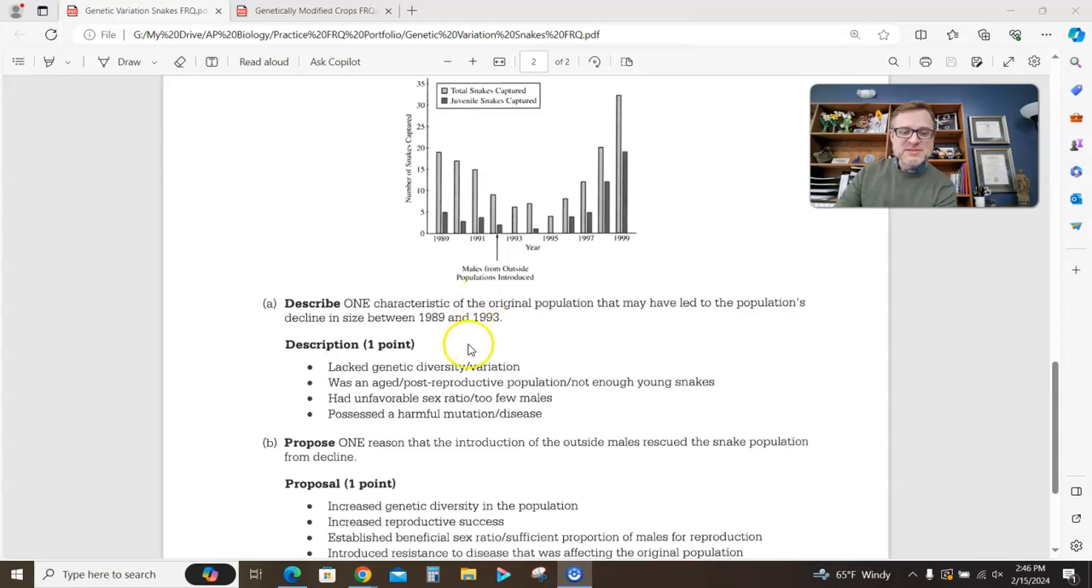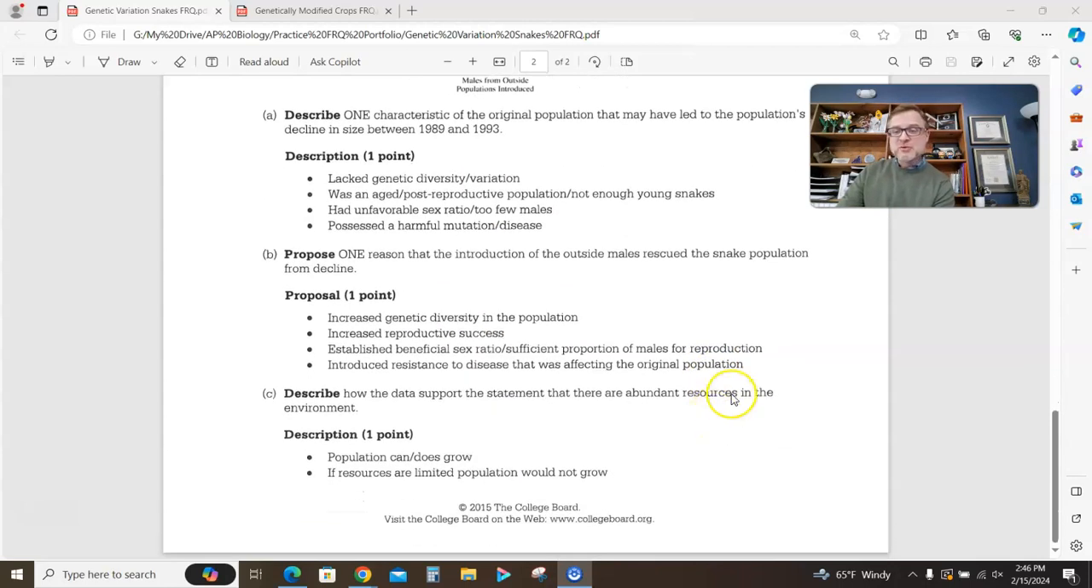Part B, propose one reason that the introduction of the outside males rescued the population. So if you have more males, they're going to reproduce more. You could say something as simple as you increase the genetic diversity just by introducing more snakes. Increased reproductive success, they were having offspring. A beneficial sex ratio, or having more males. Or if you'd mentioned in the previous part that there was a disease or a mutation, you could say that the new snakes introduced resistance.